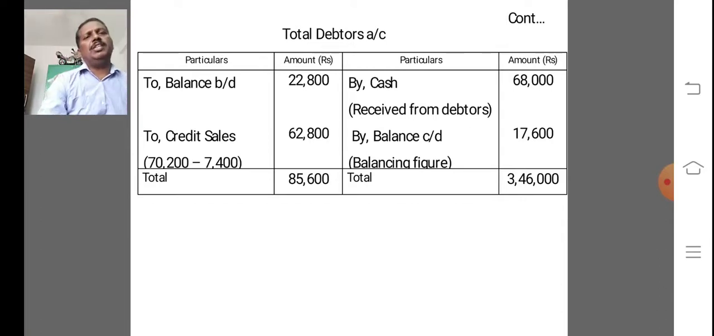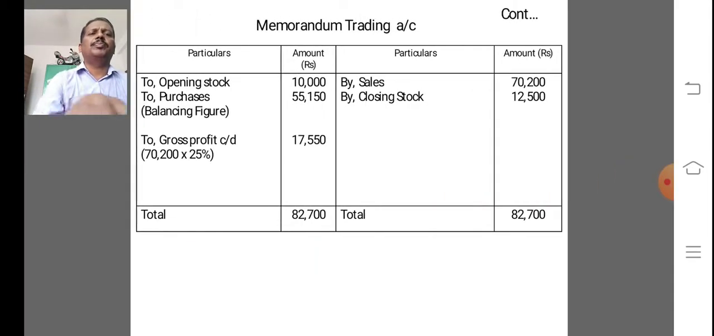17,600, because in this problem closing debtors value is not given. So for that purpose we prepare total debtors account. Next, memorandum trading account.